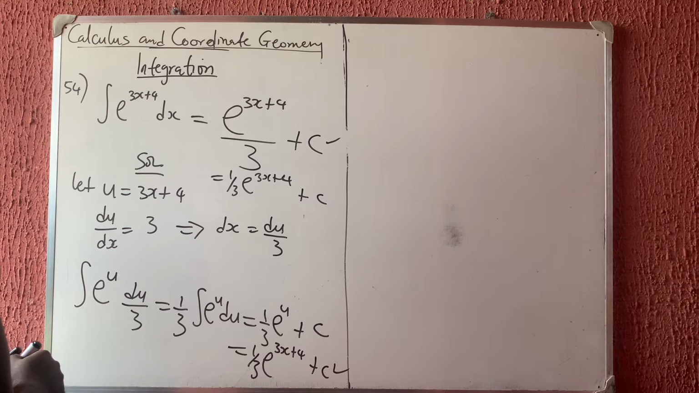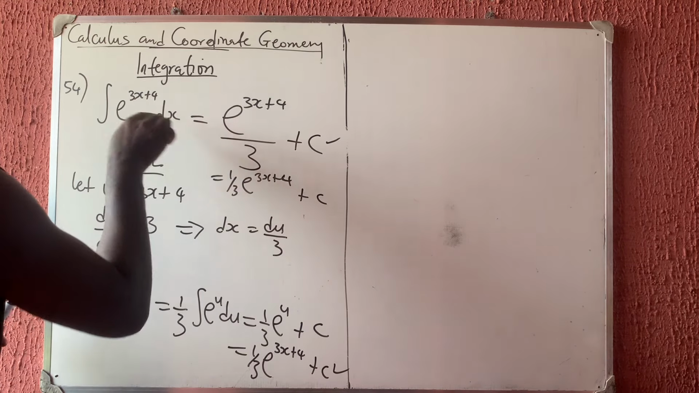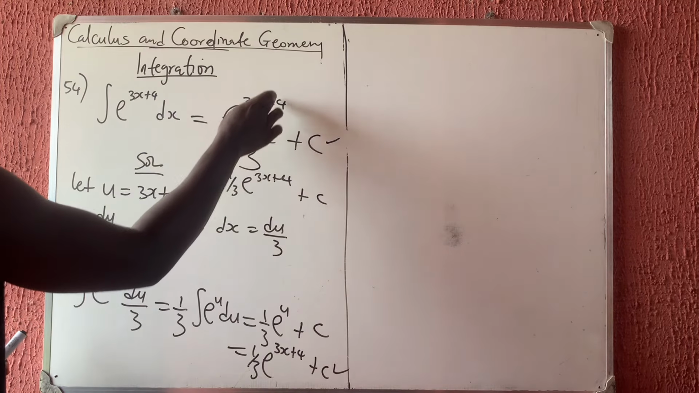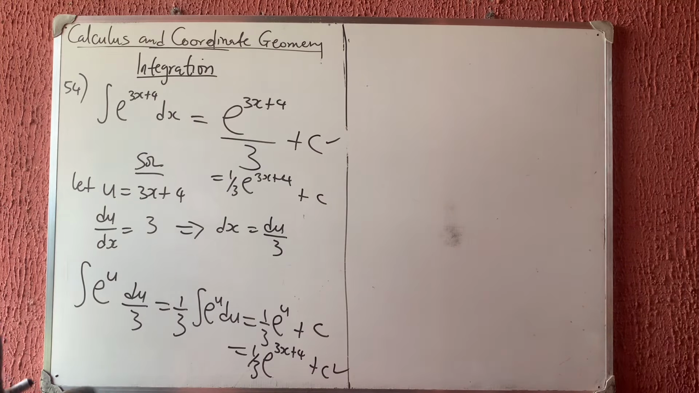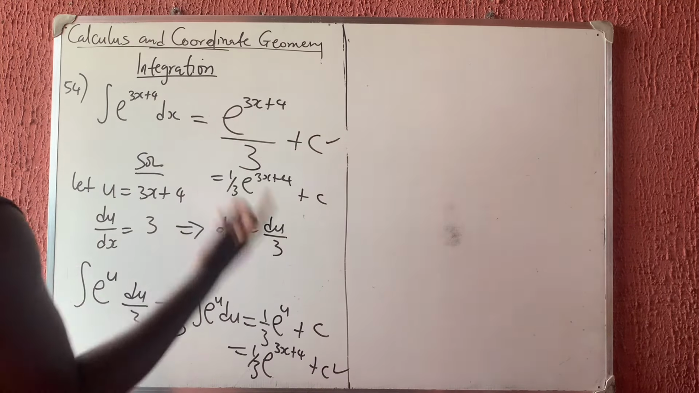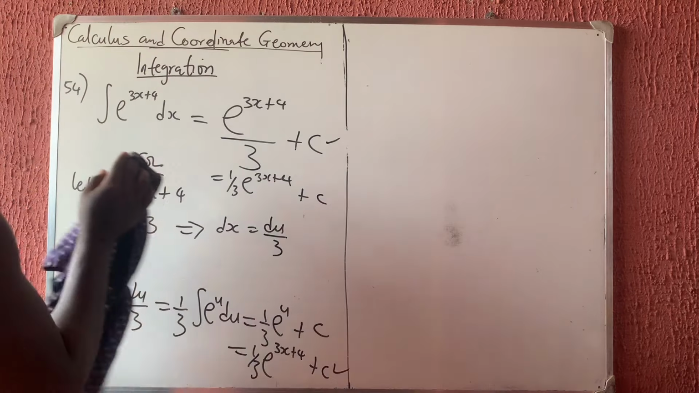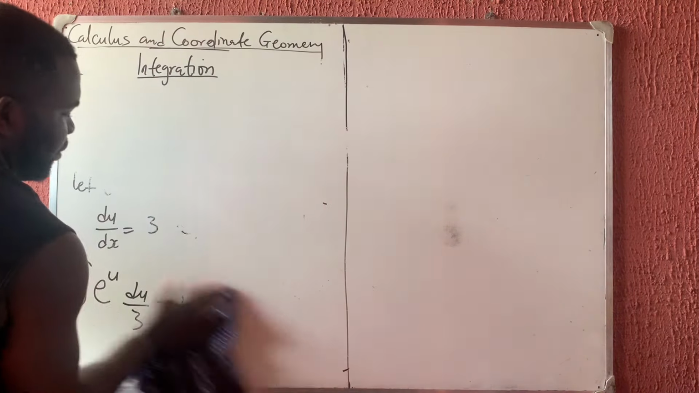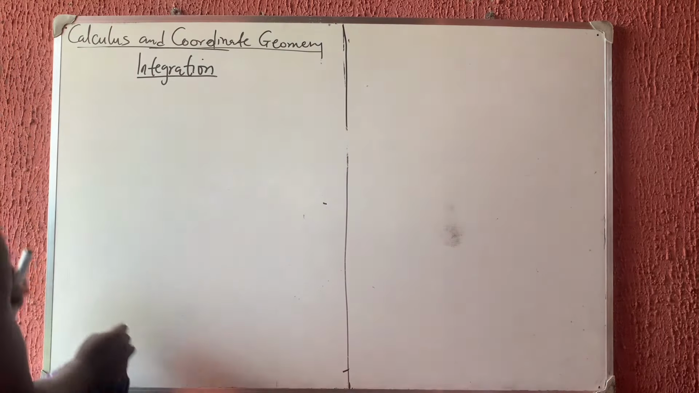So the easiest thing you do is: repeat the question, differentiate the power, and write it at the denominator. Repeat the question, differentiate this, write it at the denominator. That is about integration of exponential. It must be exponential, that e.